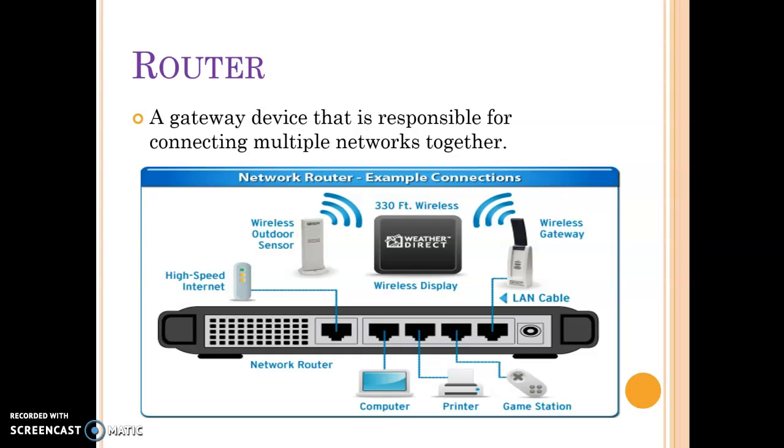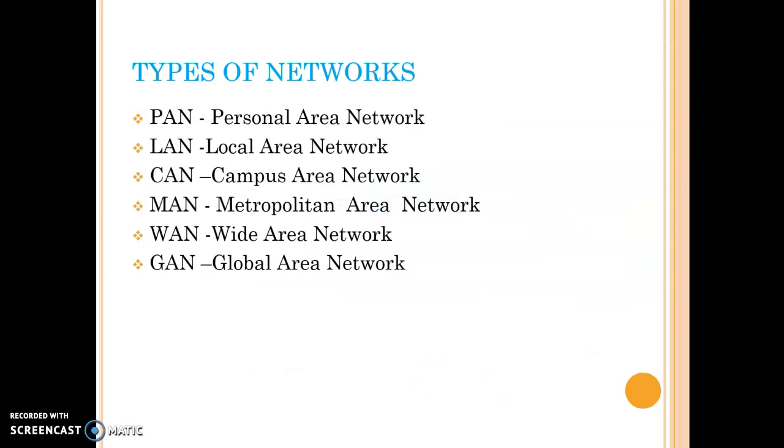Once a router gets an internet connection, it can be spread to multiple devices. It may be connected to a computer. It can be connected to a printer and a game station. Wireless gateways can be extended, or wireless displays. If TVs can be connected, there is also usage of wireless outdoor sensors, etc. So there are more advanced uses for a router than for a hub or a switch.